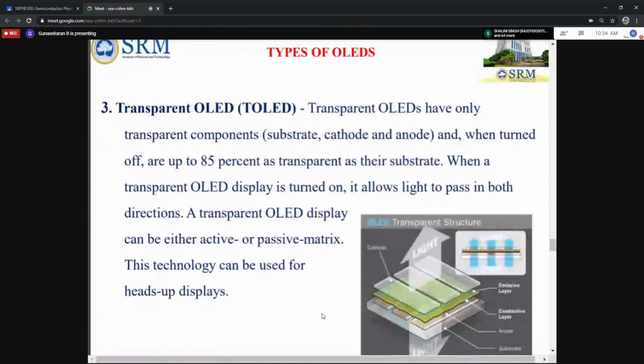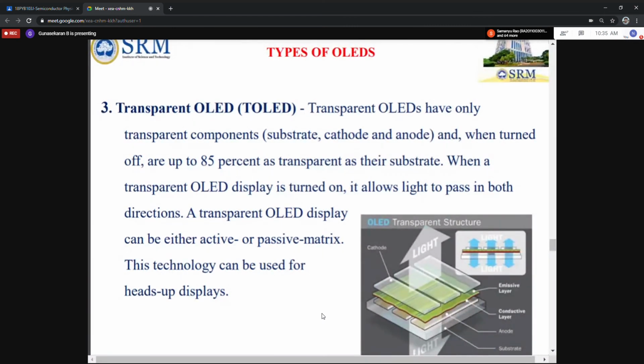And when this is turned off, it is 80% transparent to the substrate, and when the transparent OLED display is turned on, it allows the light to pass in both active as well as passive mode, in both directions. That is the reason you can see either active or passive matrix available in transparent OLED displays. This is also used in head-up display devices, which use transparent displays.